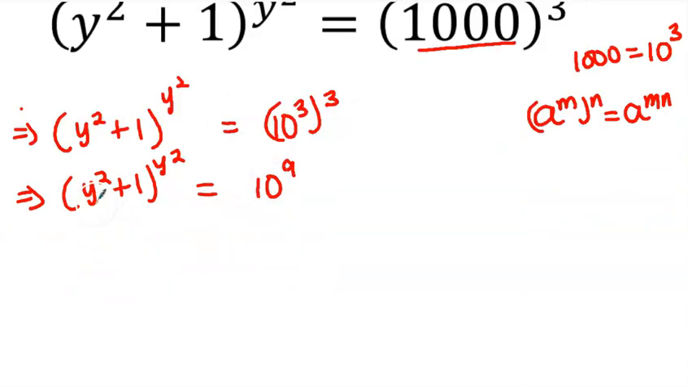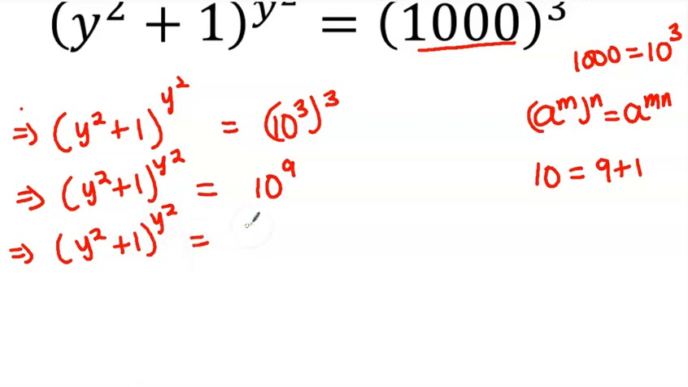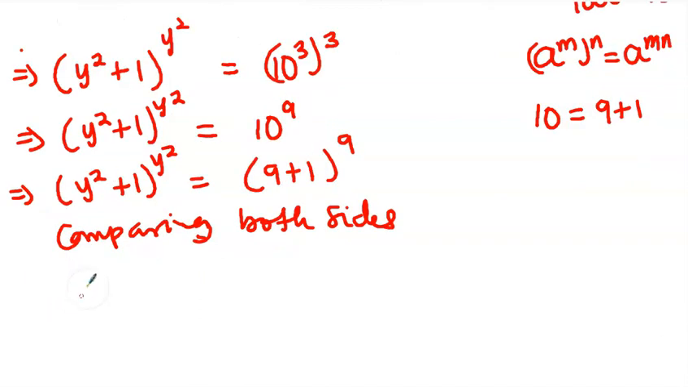Now, let's look at the left hand side. We have y squared plus 1. Okay, so we can rewrite 10 so that it will be similar to the expression on the left hand side. So 10 can be written as 9 plus 1, which implies that (y squared plus 1) all raised to the power y squared is equal to (9 plus 1) all raised to the power 9. So let's compare. We have y squared here, y squared plus 1, and 9 plus 1. So we can confidently say that comparing both sides, y squared is equal to 9.